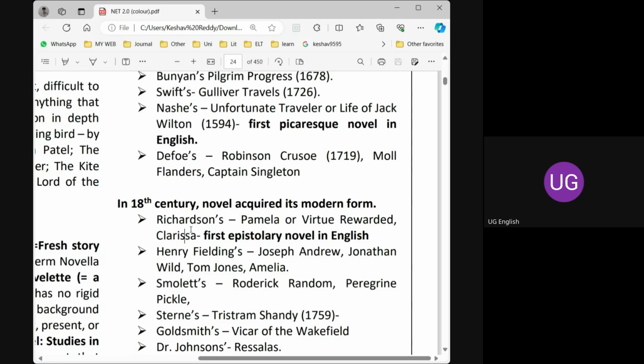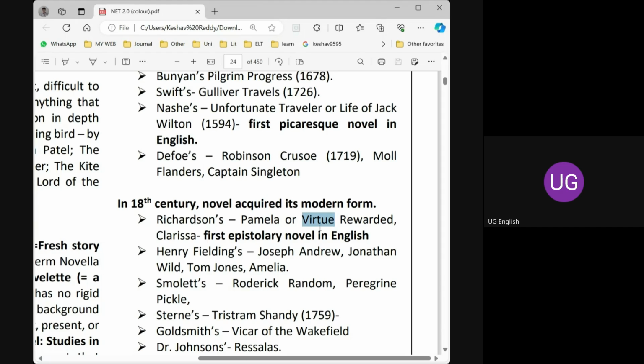And his very famous novel is Pamela. Just remember the name, and this is a very important novel. And the subtitle is even more important. What is the subtitle here? Virtue Rewarded. Pamela is a young girl, and here she is very virtuous. Virtuous in the sense, virtue means good, vice means bad. Don't forget these two words. Vice means bad, virtue means good.